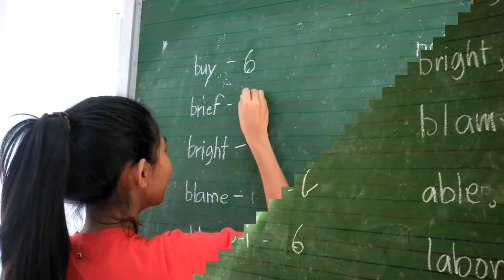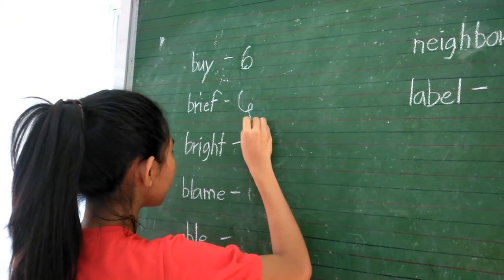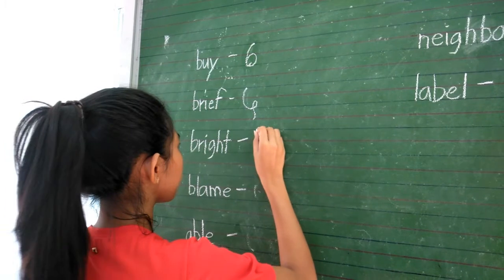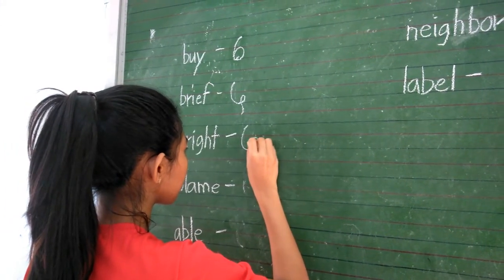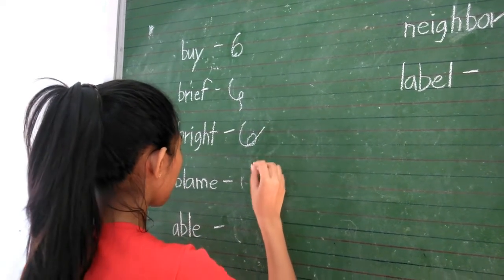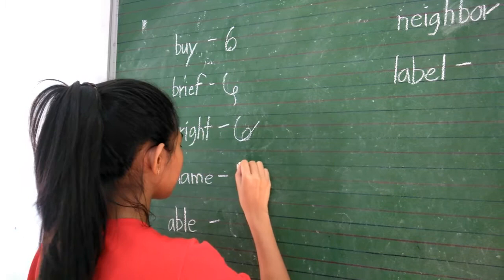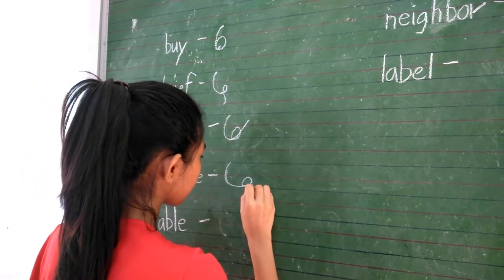Brief. The word brief is represented by B, R, E, and F. Next is bright. The word bright is represented by B, R, long I, and T. Blame. The word blame is represented by B, L, A, and M.